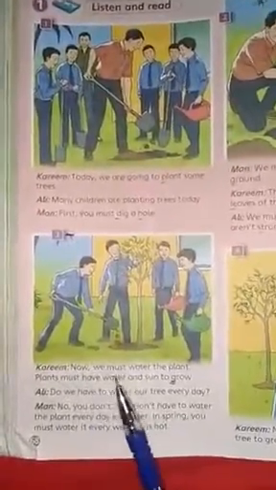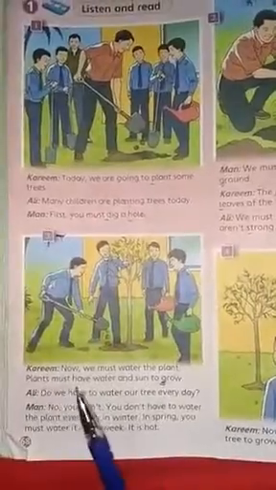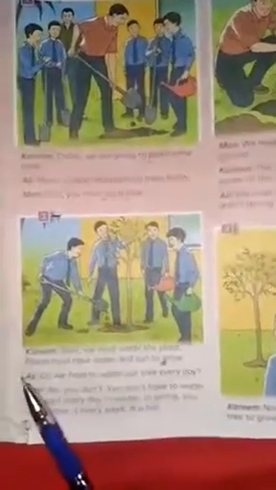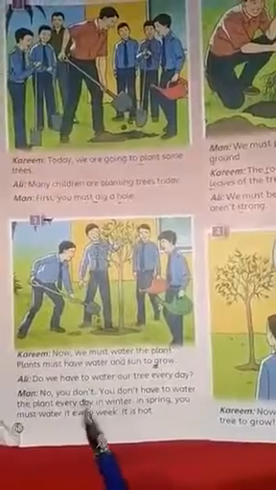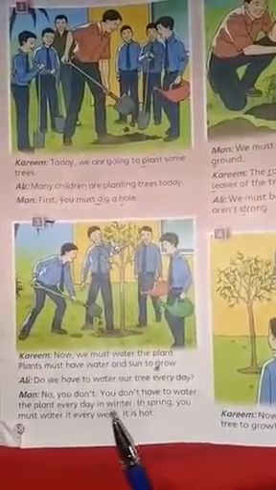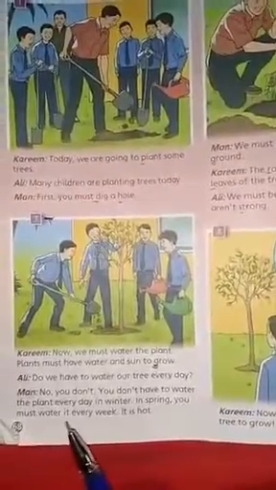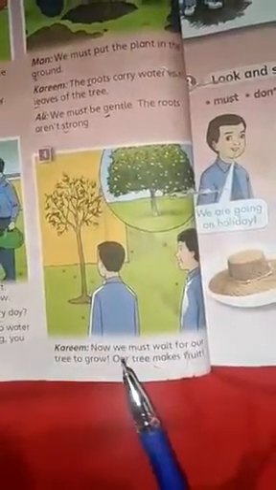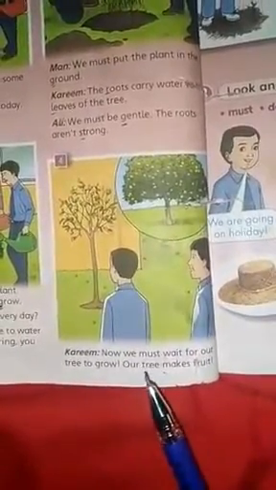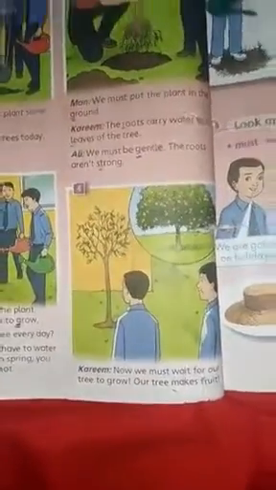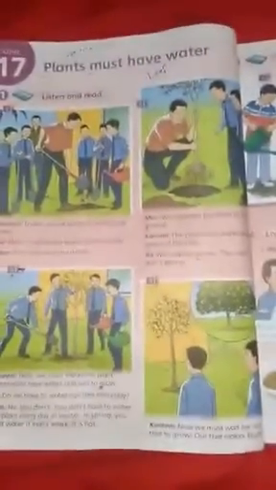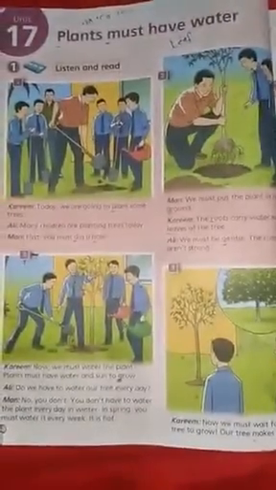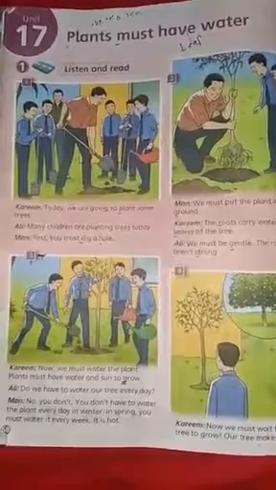Kareem: Now we must water the plant. Plants must have water and sun to grow. Ali: Do we have to water our tree every day? Man: No, you don't. You don't have to water the plant every day in winter. In spring, you must water it every week. It is hot. Kareem: Now we must wait for our tree to grow. Our tree makes fruit. Let me ask you, do we have to water our tree every day? No, we don't.